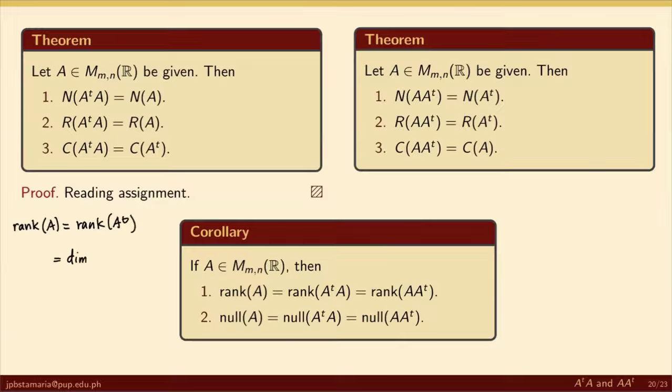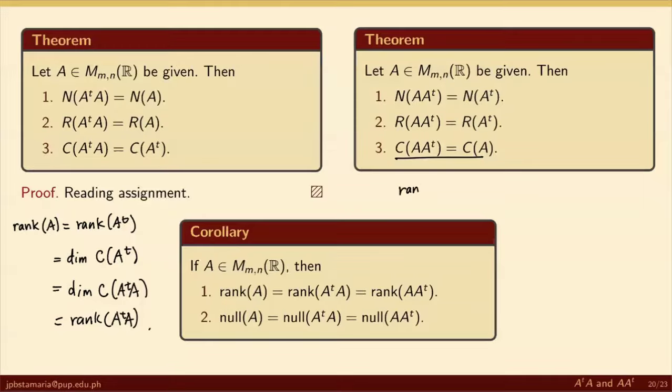This is the dimension of the column space of A transpose. But the column space of A transpose is the column space of A transpose A. So it's the rank of A transpose A. Using a similar argument, just like here, no? Papatunayan nyo rin yung number 3.